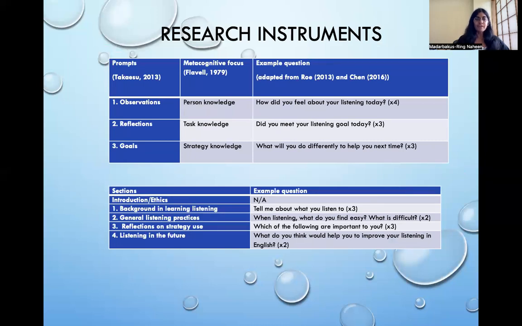The focus groups that were included also took questions from Siegel, and these looked at the background in learning listening, the general listening practices, and the reflections on strategy use. I also asked students to talk about their listening in future to see if they would incorporate any of these strategies.